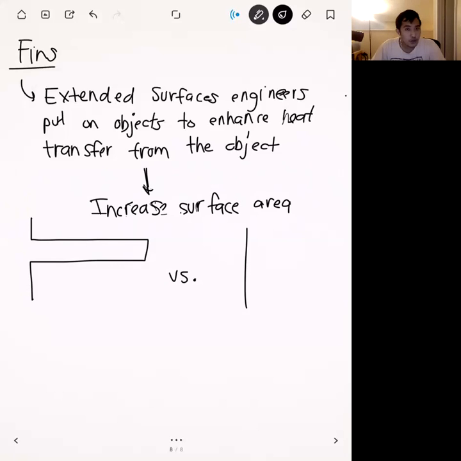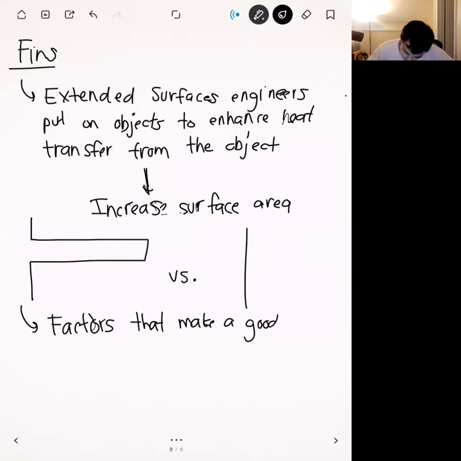Okay. And so what I want you guys to focus on when you're studying fins is, what are some factors that make a good fin? Because more likely than not, if you go out and work on something like electronic design or engines, you're going to be building a fin in some way or form, right? Or you work with radiators and things like that. Fins are just fundamental objects that increase surface area for better heat transfer, okay? It's unavoidable.